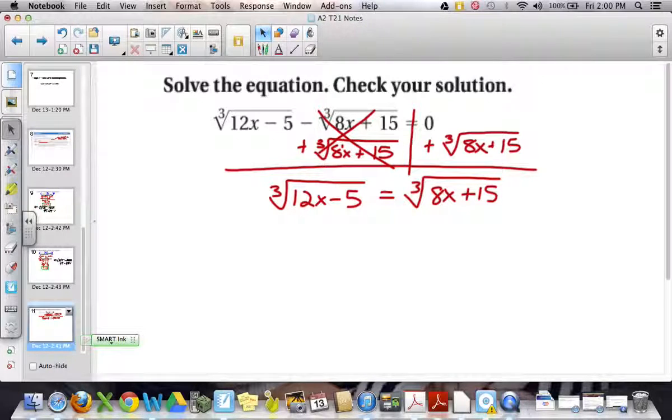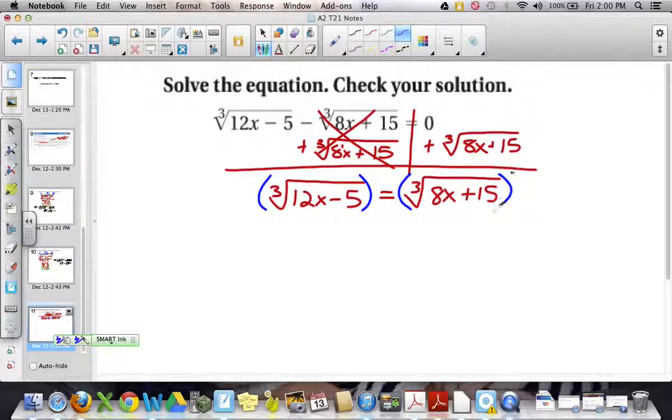So the next step then is to get rid of the radicals by raising both sides to the same power, which in this case would be 3, since I'm getting rid of cubed roots instead of square roots. Doing that leaves me with 12x minus 5 equal to 8x plus 15, which again is just a linear equation.